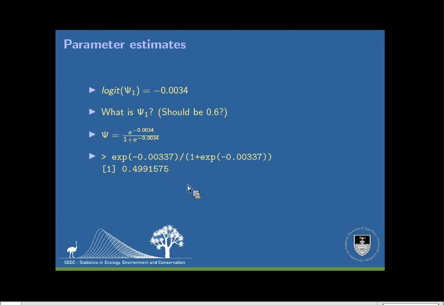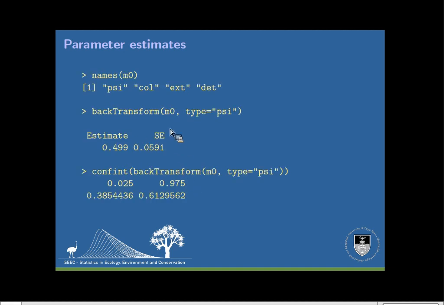Okay, so 0.5. Now, it's always good to double check things by hand. Make sure you understand exactly how these things are calculated. But unmarked does have a convenience function. This one is called backTransform. And what you need to do is give it the model output, so the model fit. And then you need to tell it which parameter you want to be back transformed.